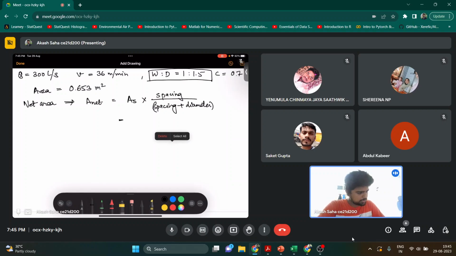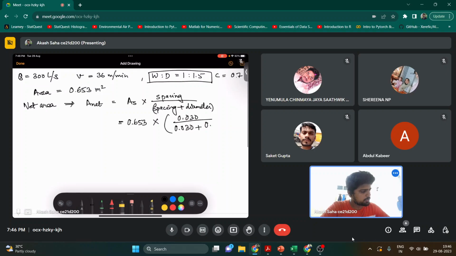So my AS will be equal to 0.653. My spacing was given as 30 mm. So 0.030 divided by 0.030 plus what is my diameter? Diameter is 10 mm. So 0.010. So if I find the ratio and the spacing, my net area will be equal to 0.49 meter square. Okay. So this will be my A net.